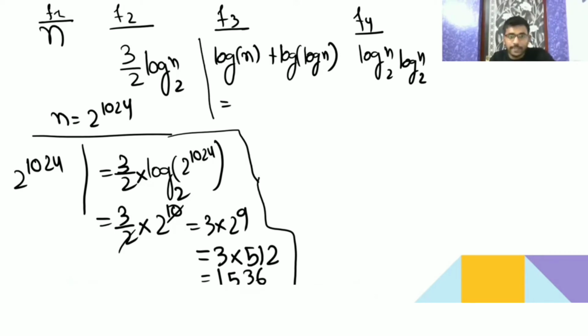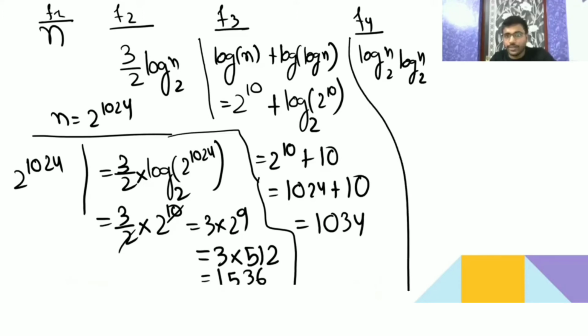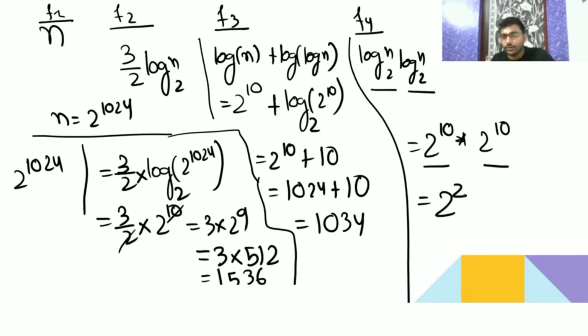Then in here again, if you take, you are going to get 2 to the 10 here. Then here log of 2 to the 10 base 2 gives 10, so 1024 plus 10, you are going to get 1034. And here you are going to get 2 to the power 10 into 2 to the power 10, because if you put n equal to 2 to the power 1024, you get 1024. From here again 1024, that to the 10 is going to the power 20. So which is going to be the bigger one? This is going to be the bigger one.